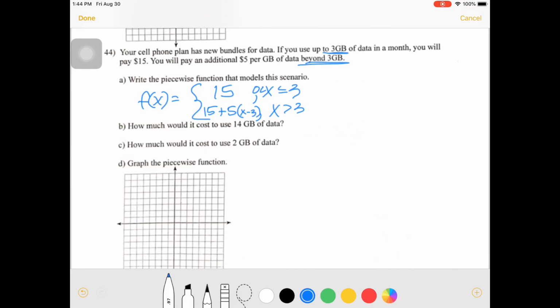So at your 4th gig, you're only paying an extra $5. At your 5th, you're paying 10. You can leave your equation like this, or you can distribute it through. If you distribute this through and combine like terms, you'll get just a 5x.